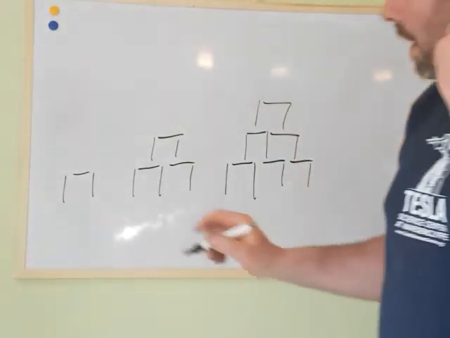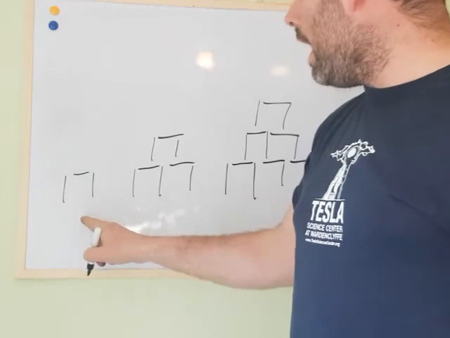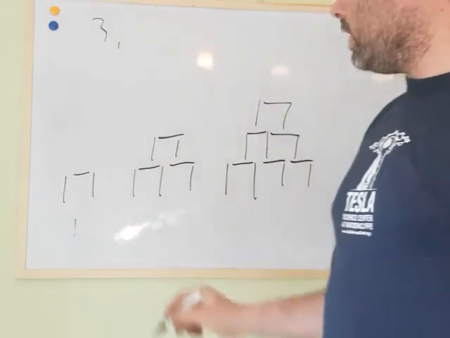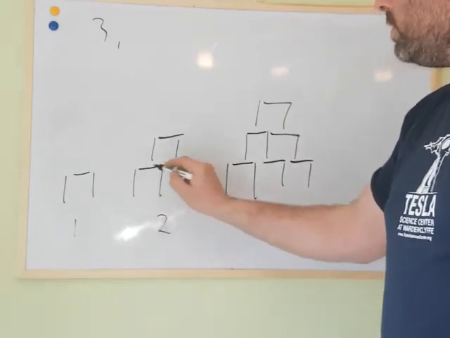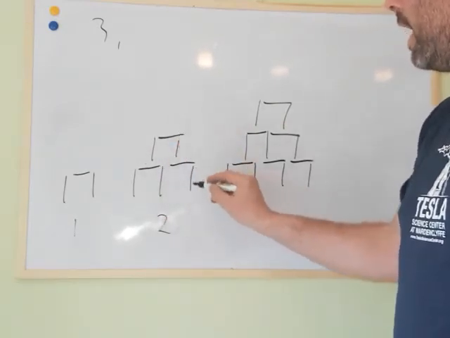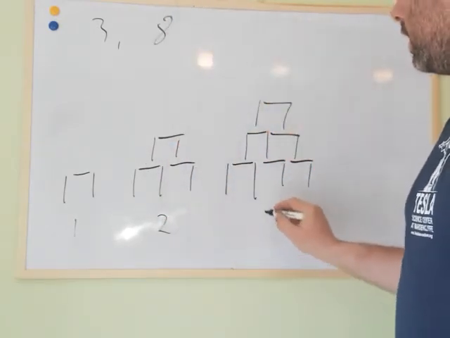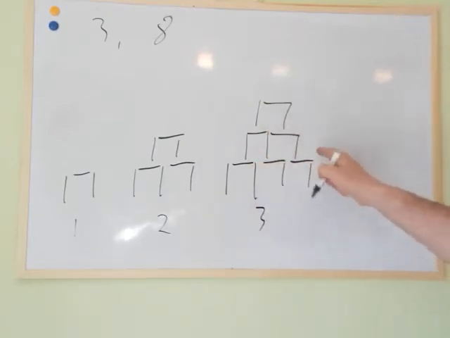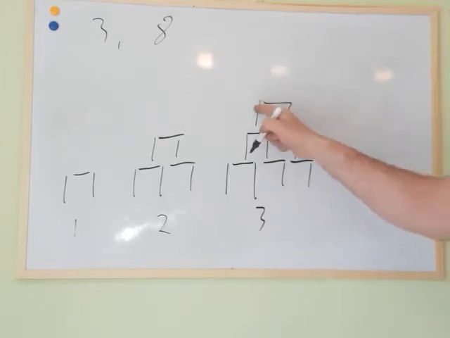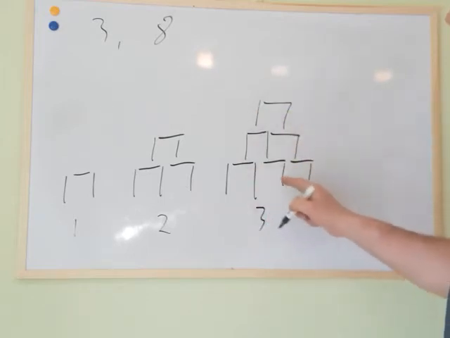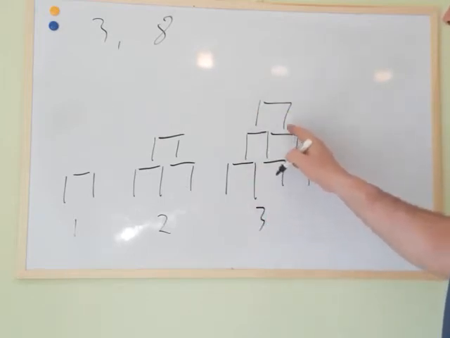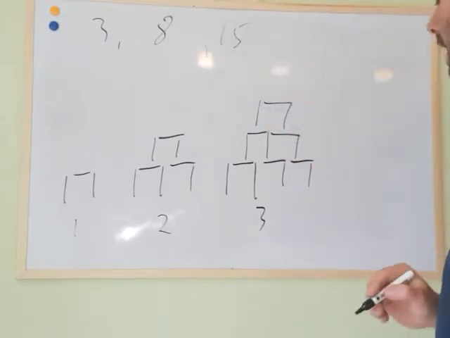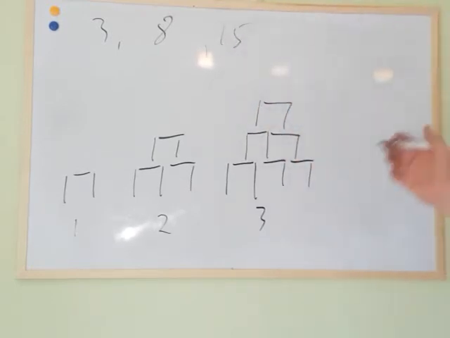Okay. So diagram 1, we have 1, 2, 3 matchsticks. Diagram 2, we have 1, 2, 3, 4, 5, 6, 7, 8 matchsticks. Diagram 3, we have, well, there's the 8 here, plus 9, 10, 11, 12, 13, 14, 15. Sorry, I thought I'd counted that wrong. Okay? So, how do we get the next one?